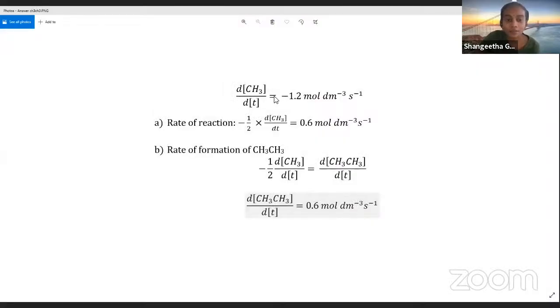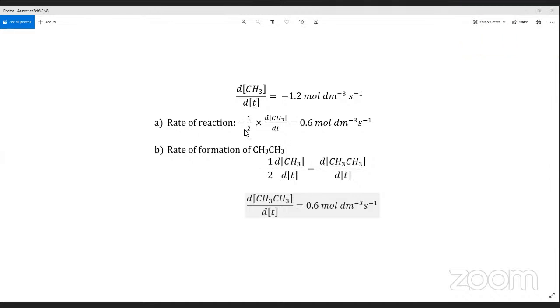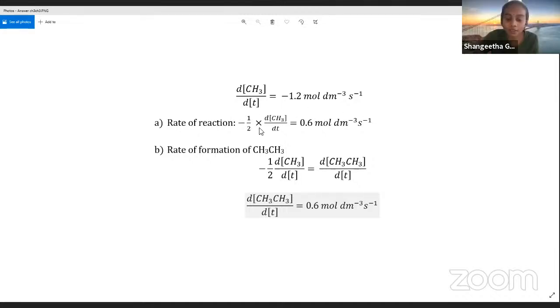Okay, so I think almost everyone is here. I've actually shared the answer with everybody, and now I will share my answer with you, for the benefit of the bigger group. Just now I went in to explain. Based on your question, 2CH3 produces 1 CH3CH3. So the rate of consumption of CH3 is negative 1.2 mole per dm cubed per second. To find the rate of reaction based on CH3, it is negative 1 over 2 times the rate of consumption of CH3, so you get 0.6.